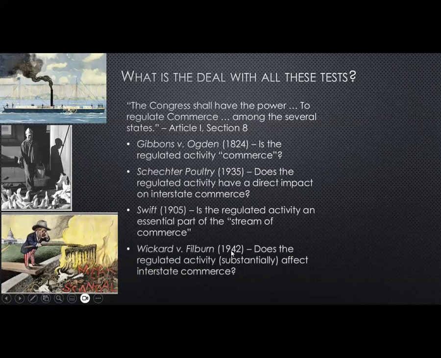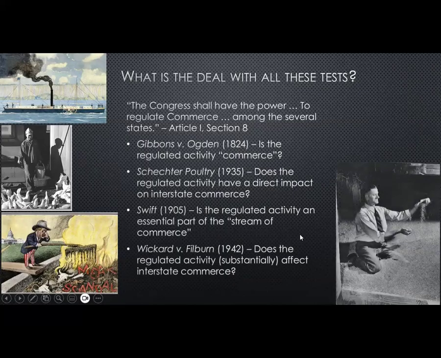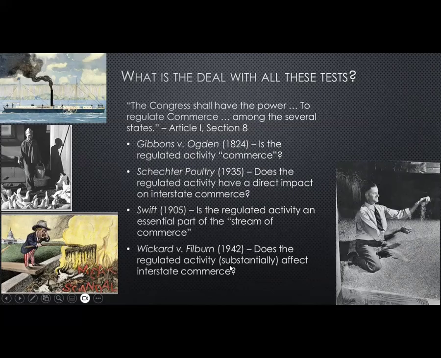And then you go to 1942, Wickard versus Filburn, involving the production of wheat. Does the regulated activity substantially affect interstate commerce? That word "substantially" was sort of added on after Wickard, but it's part of the Wickard versus Filburn test. So you see right here, there are 4 different tests. There's actually another one that I don't even have in this list, but it's okay. I just don't want to overwhelm you. These are the 4 that your textbook highlights.